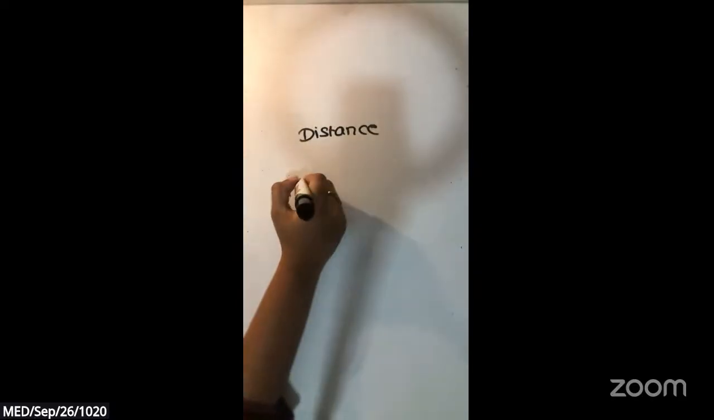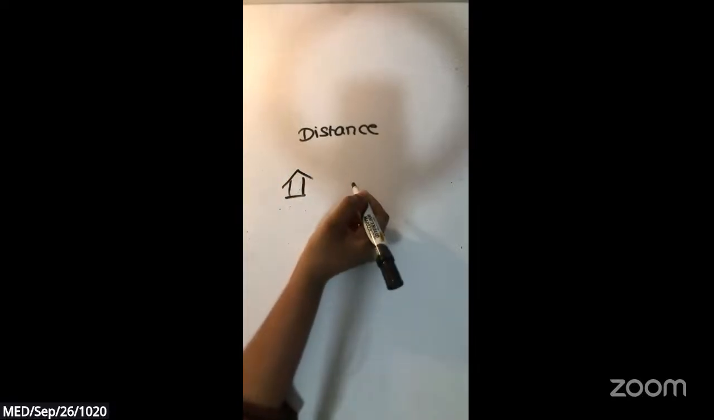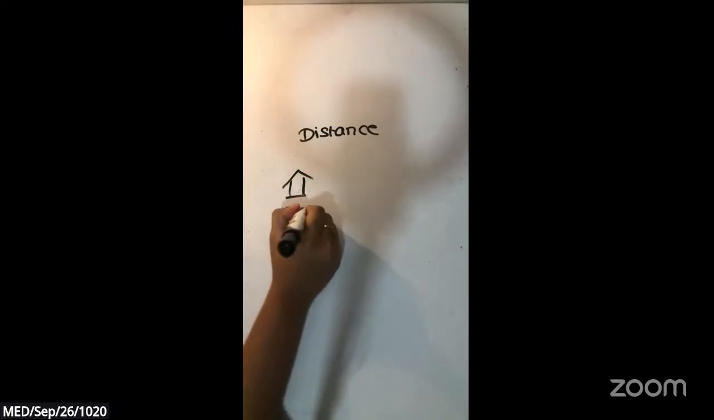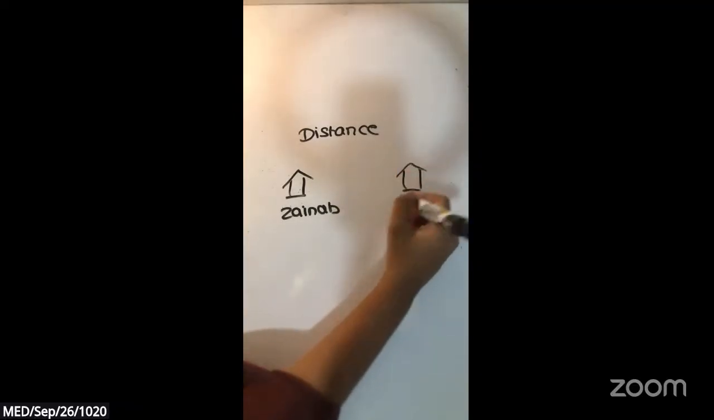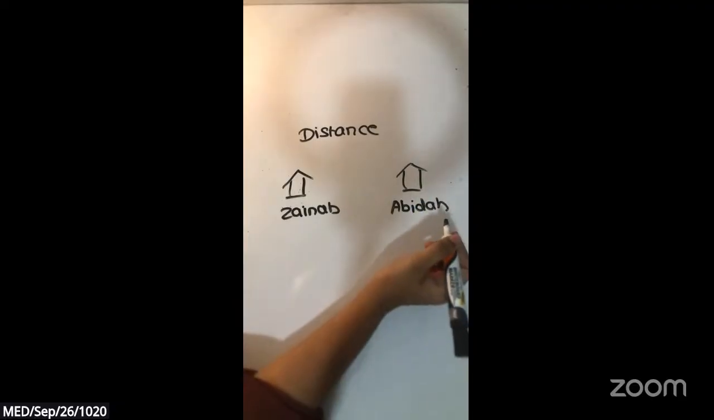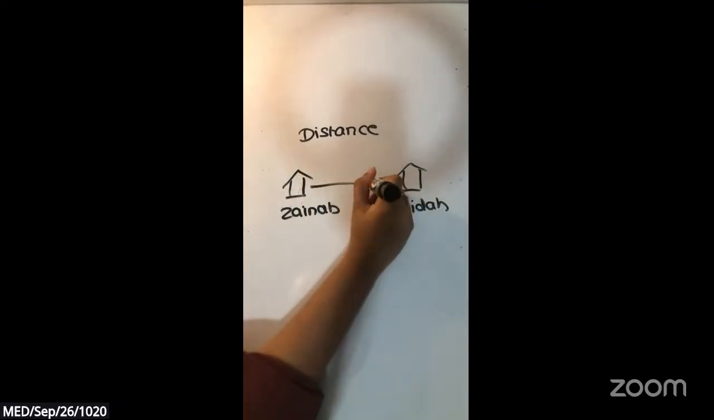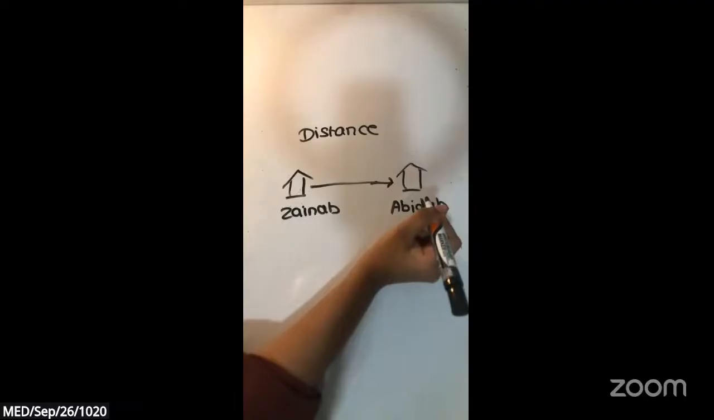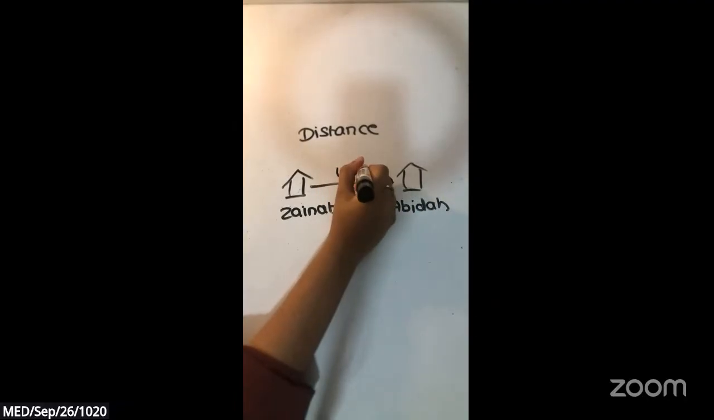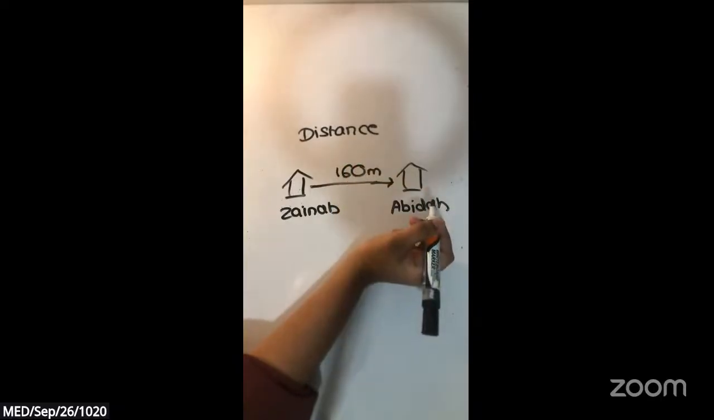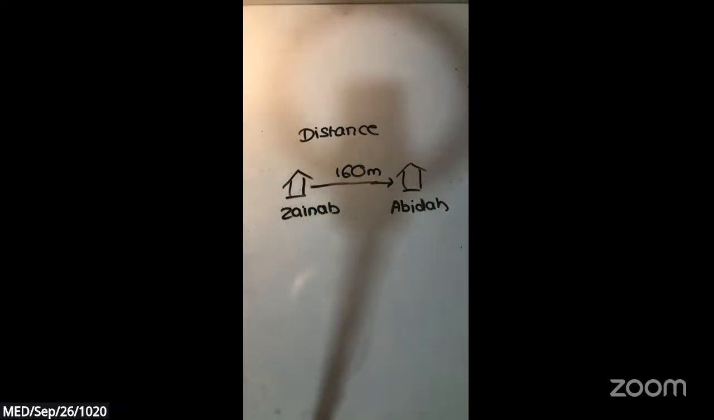Let's say this is my house, Zainab, and this is Abida's house. By the way, Abida is my student and she's here. So from my house to Abida's house, maybe it is, let's say, 160 meters. From my house to Abida's house is 160 meters. So that is a distance.